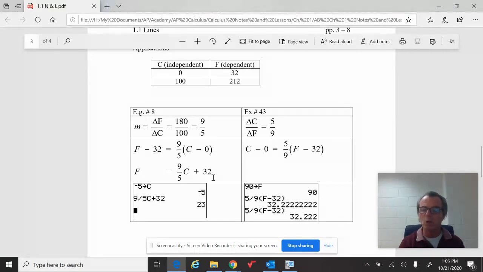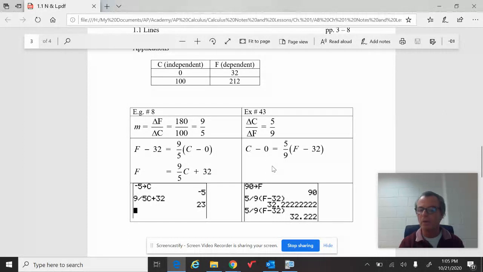ETR. Okay. And if we wanted Fahrenheit to be the input and Celsius to be the output, that would be the slope. And then we slid it through the same point, and we get Celsius equals this.